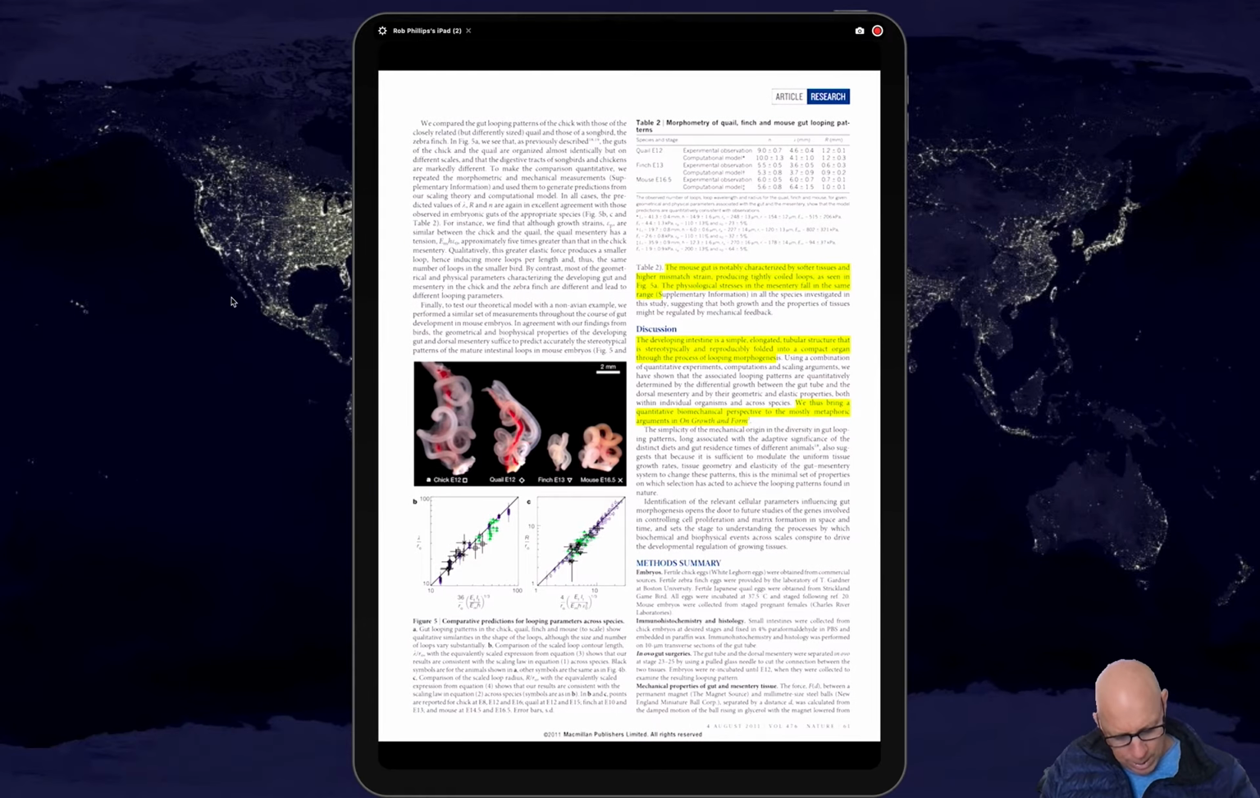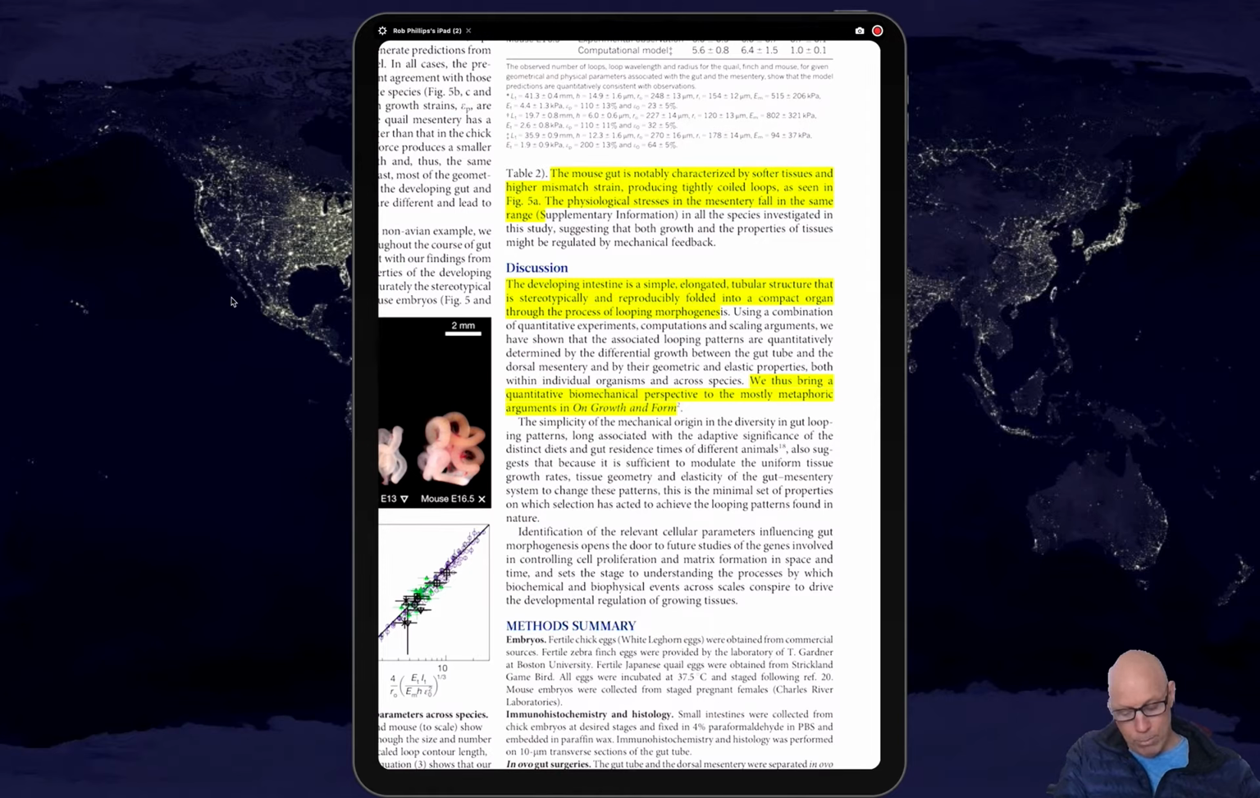So, what's the upshot? Well, I don't know, why don't I read the discussion? The developing intestine is a simple, elongated, tubular structure that is stereotypically and reproducibly folded into a compact organ through the process of looping morphogenesis. Using a combination of quantitative experiments, computations, and scaling arguments, we have shown that the associated looping patterns are quantitatively determined by the differential growth between the gut tube and the dorsal mesentery, and by their geometric and elastic properties, both within individual organisms and across species. We thus bring a quantitative biomechanical perspective to the mostly metaphoric arguments on growth and form.